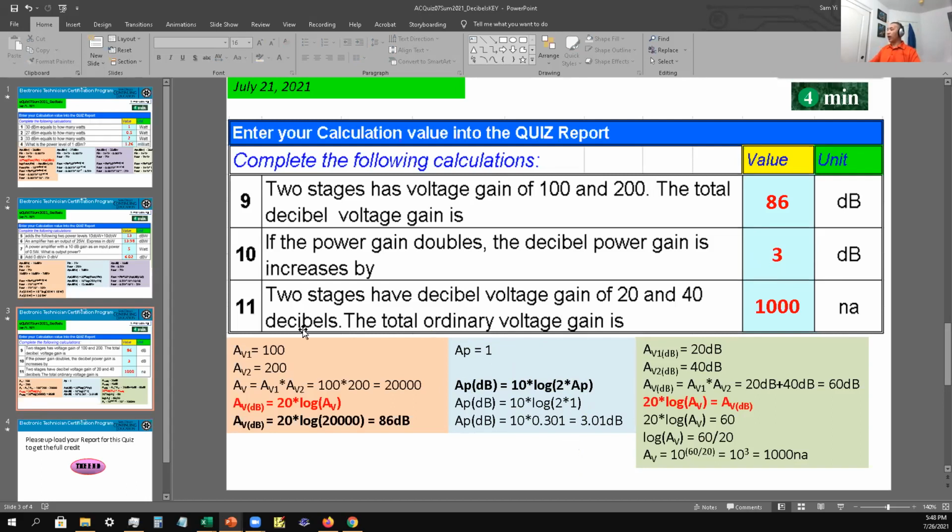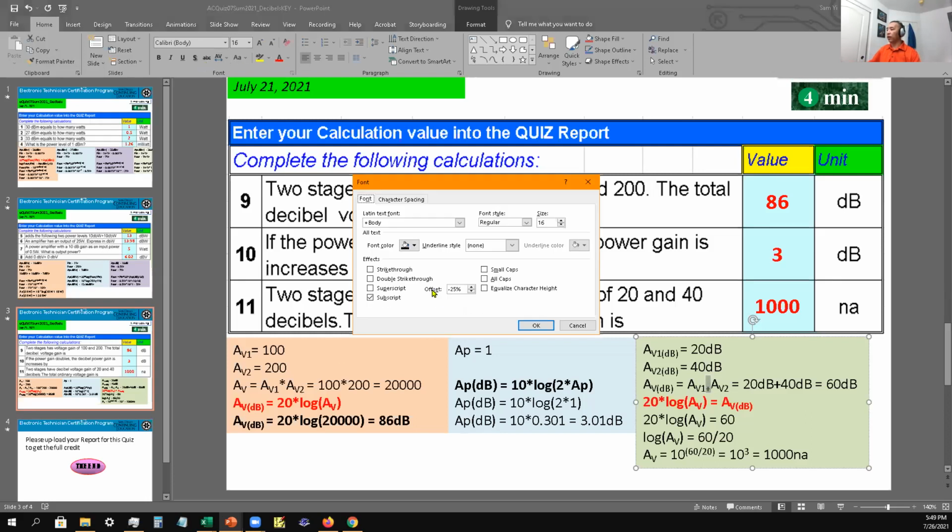No. Okay. And then the next one, number 11, 2 stages have decibel voltage gain of 20 and 40 dB. The total ordinary voltage gain is, this one is the same thing as cascade, but they already give it in dB. So the first stage is 20 dB and the second stage is 40 dB. Therefore your total gain in dB is going to be adding, not multiplying. So here it should be adding, not multiplying. Let me see subscript.